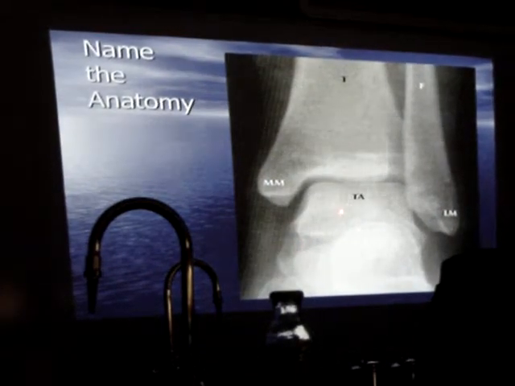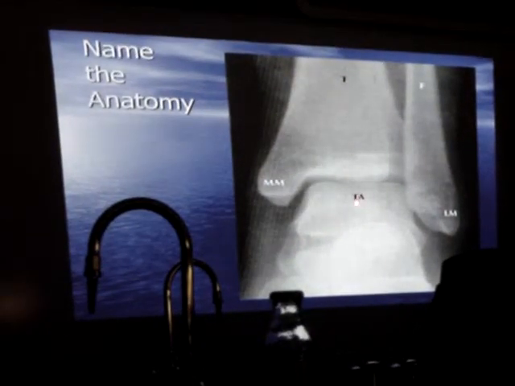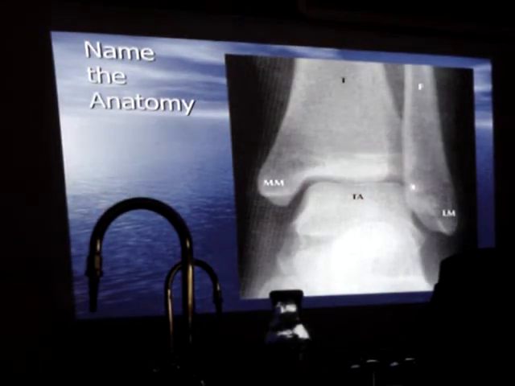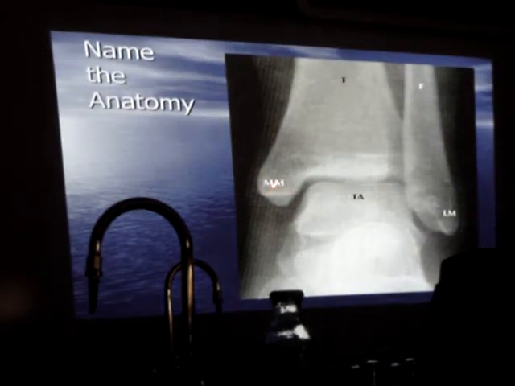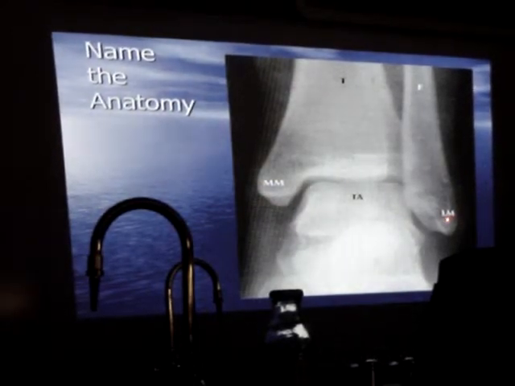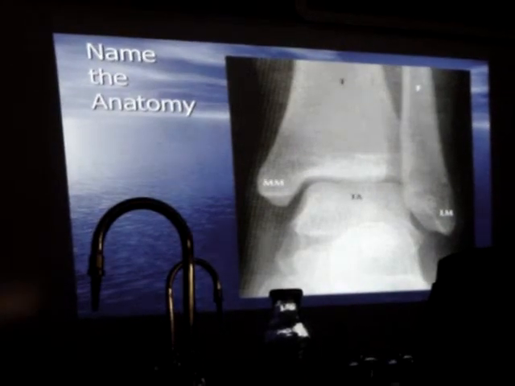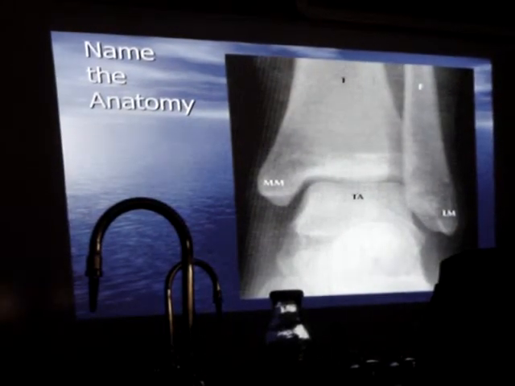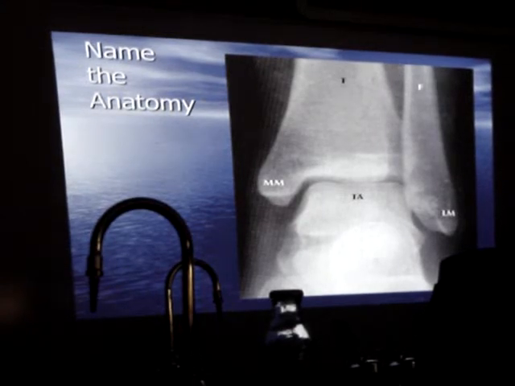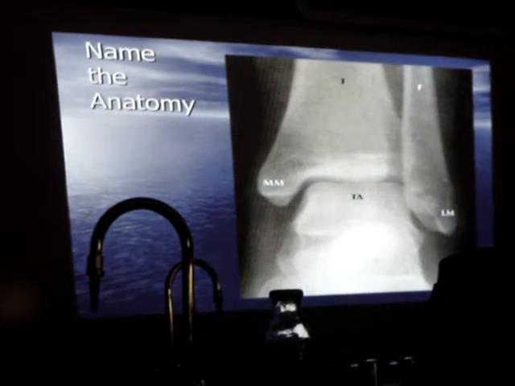Okay, posterior radiograph of the tibio-talar articulation sure looks like a hinge joint from this view. Medial malleolus, part of the tibia. The lateral malleolus is part of the fibula. What's the name of the articulation? The tibio-talar articulation. It's the articulation between the talus and the tibia. The talus and the tibia, that's your ankle joint.